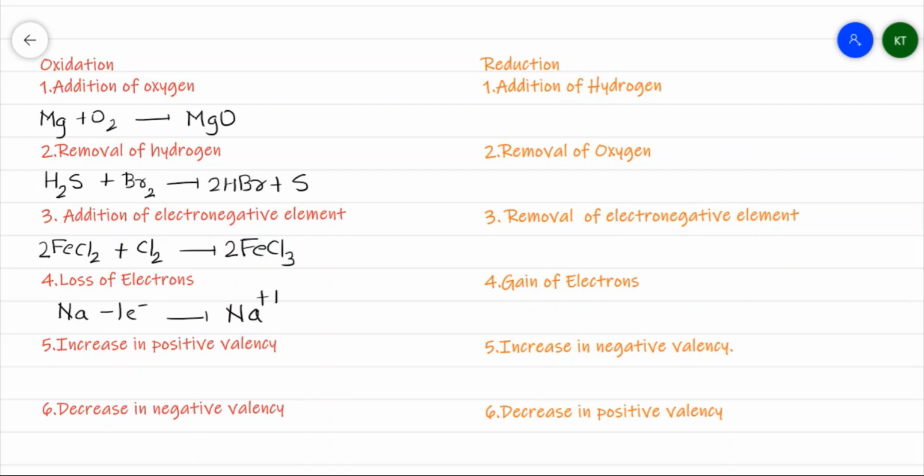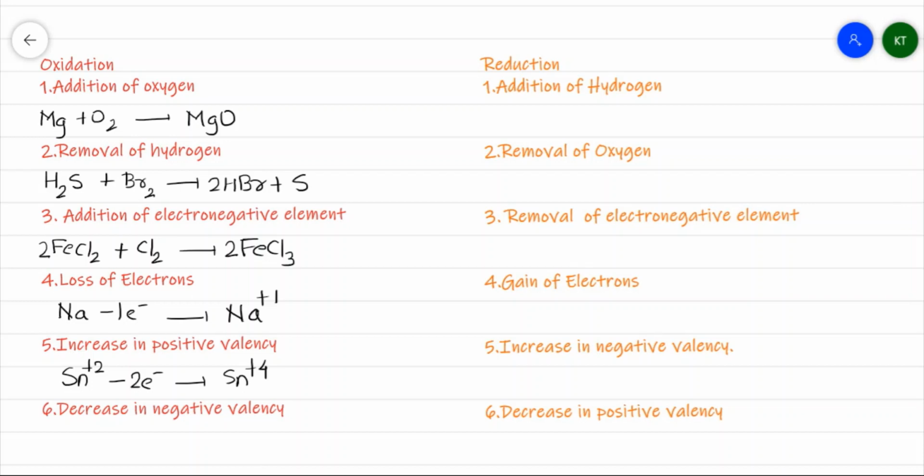Increase in positive valency. I can have stannous chloride, or Sn2+ ion, stannous ion, which further loses electron and gets converted into stannic ion. So stannous ion undergoes oxidation to give you stannic ion. So there is an increase in positive valency, +2 gets converted into +4. So increase in positive valency is also called oxidation.